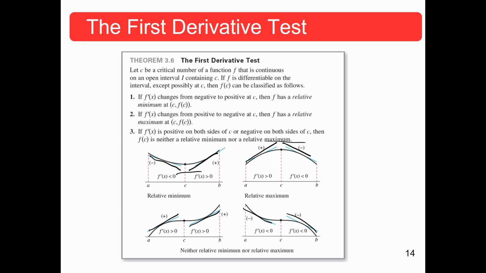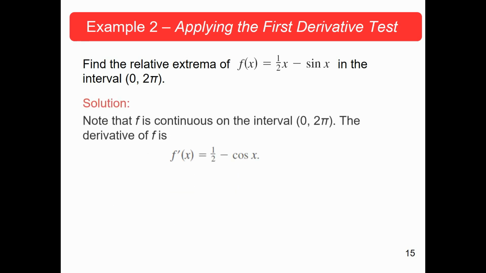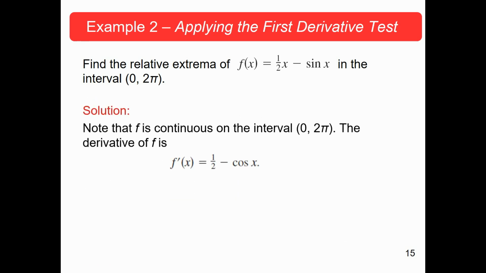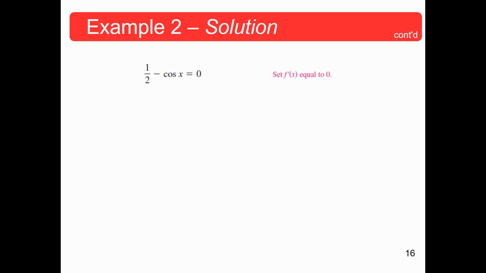So let's use this first derivative test to find the relative extrema of f of x equals 1/2 x minus sine x on the interval from 0 to 2 pi. First thing we need to note is that f is continuous, so we can take the derivative. The derivative of 1/2 x is 1/2, and the derivative of negative sine x is negative cosine x. To determine the critical numbers, we set this equal to 0. We have 1/2 minus cosine x equals 0. We add cosine x to both sides and get cosine x equals 1/2.